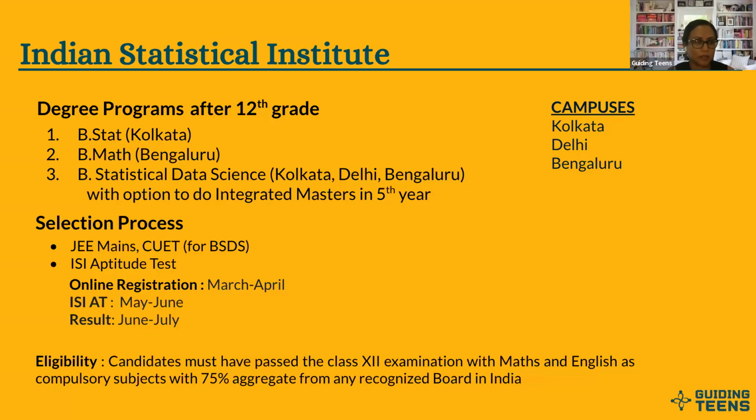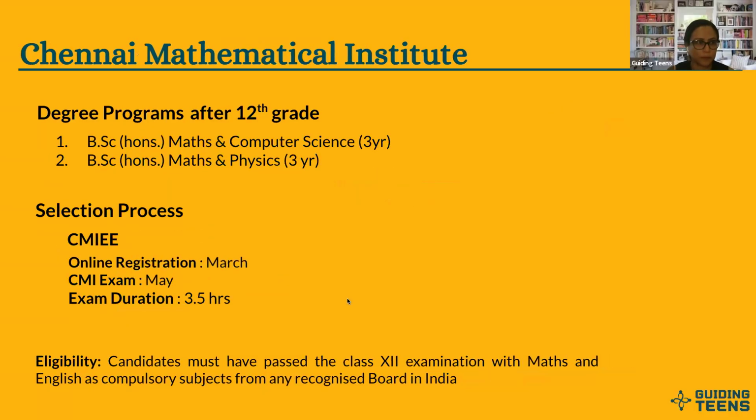And here, the selection for the first two is through the ISI aptitude test. But the selection for the third one also includes JEE Mains and CUET. And again, the timelines for these are similar to the other engineering and big entrance exams. So it happens in the May, June timeframe, and the results and counseling are in June, July. And then the Chennai Mathematical Institute, similarly, the selection process is through their own entrance exam, the CMIEE.